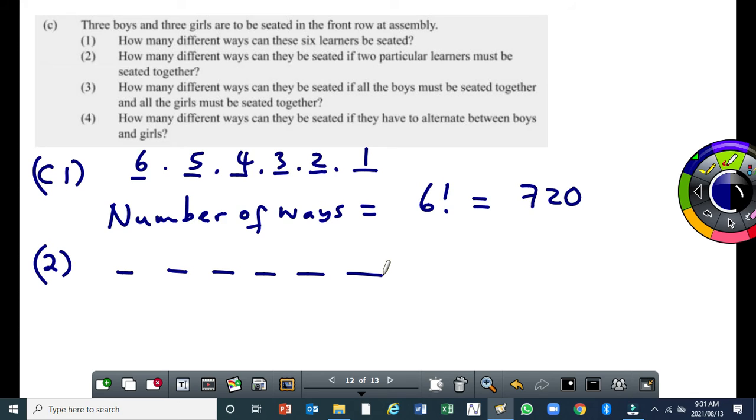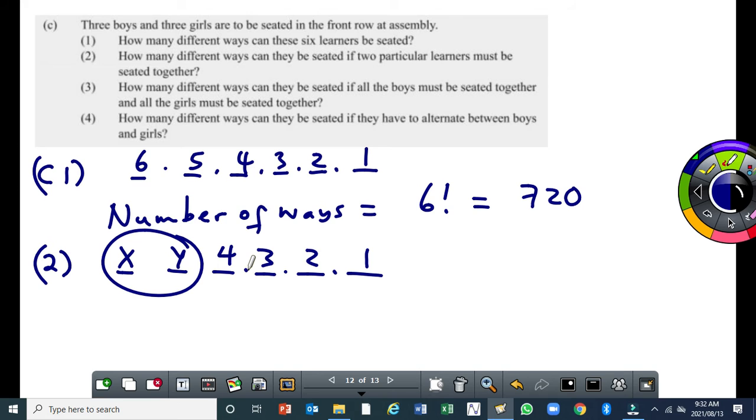So let's do it this way. Let me call the person X. Then 1. They are 2 different people, but they are supposed to be together all the time. Then this third position, how many can take? 4. This one, 2. That's 1. But among these 2, they can also swap, because as long as they are together, it's fine.